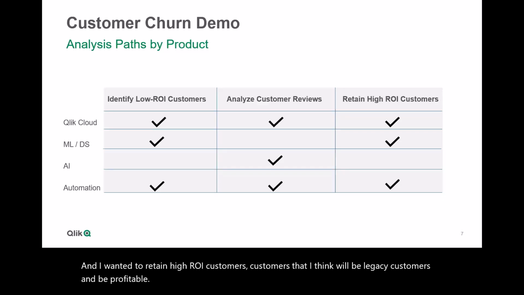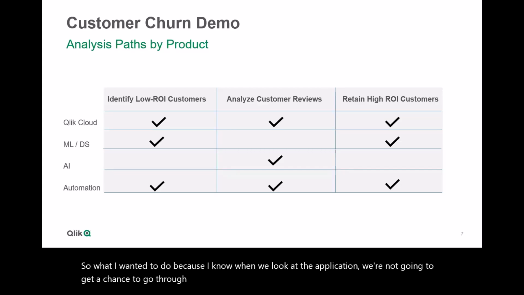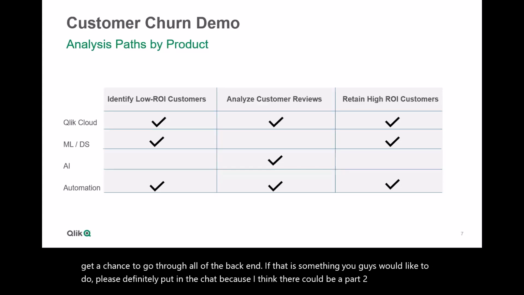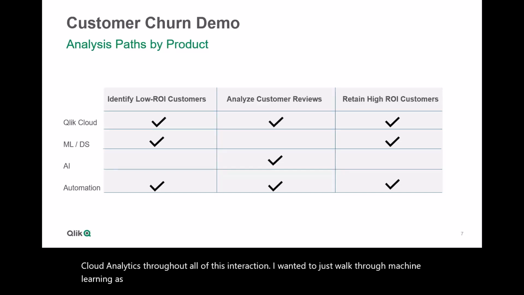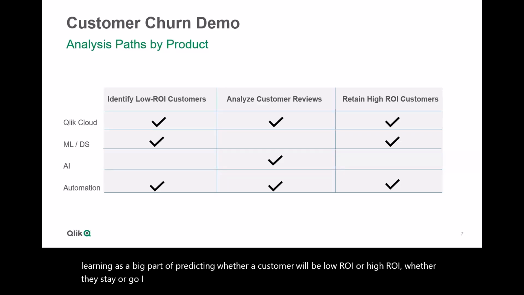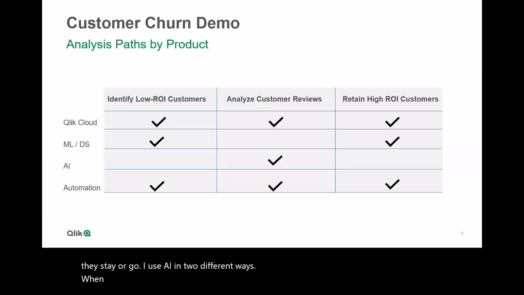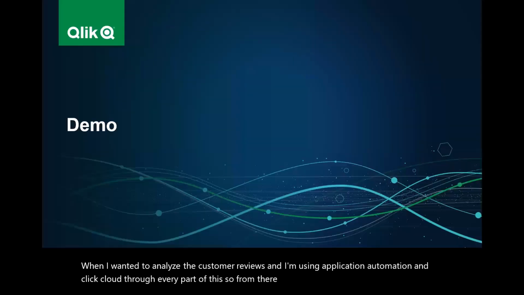So what I wanted to do, because I know when we look at the application, we're not going to get a chance to go through all of the back end. If that is something you guys would like to do, please definitely put in the chat, because I think there could be a part 2. But I'm using Qlik Cloud Analytics throughout all of this interaction. I wanted to just walk through machine learning as a big part of predicting whether a customer will be low ROI or high ROI, whether they will stay or go. I use AI in 2 different ways when I wanted to analyze the customer reviews, and I'm using application automation in Qlik Cloud through every part of this. So from there, let's go right into the demo.